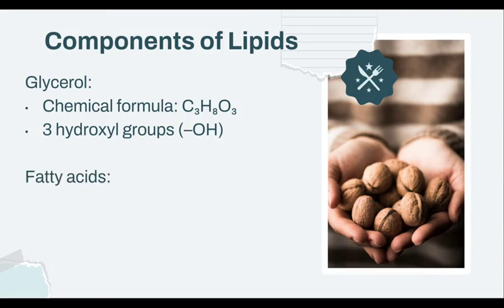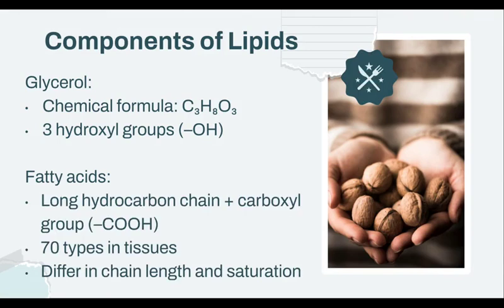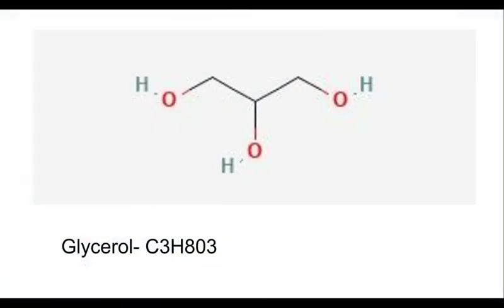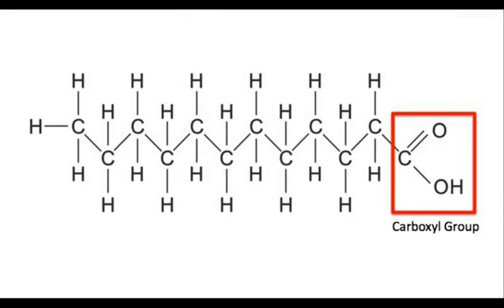The other component is the fatty acid. It has a long hydrocarbon chain and a carboxyl group. There are many different types of fatty acid in tissues, more than 70 types, and these fatty acids differ in chain length and saturation. This is an example of a glycerol molecule. You can see there are 3 carbon atoms and 3 hydroxyl groups. This is an image of a fatty acid. There is a carboxyl group.